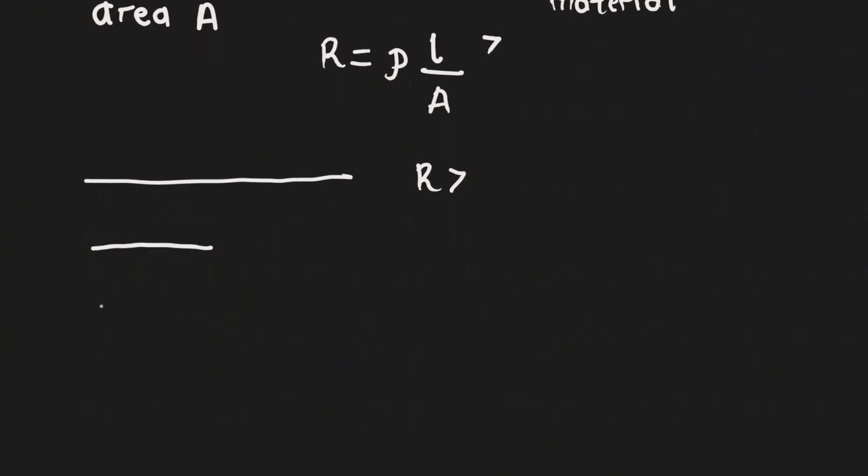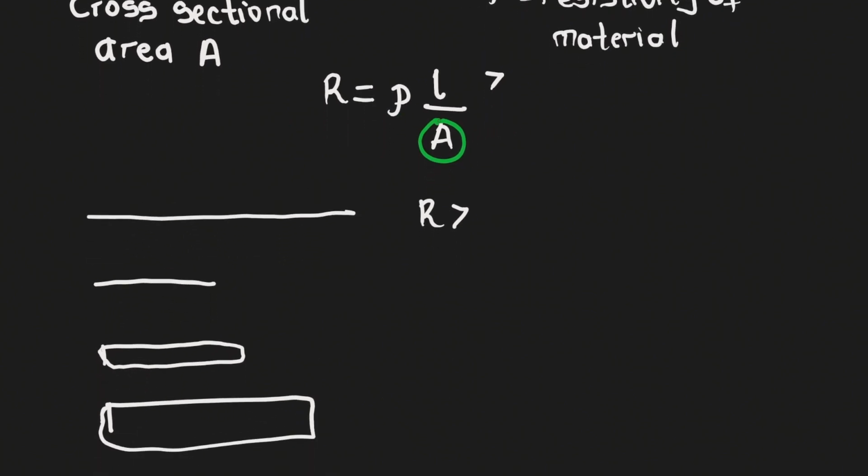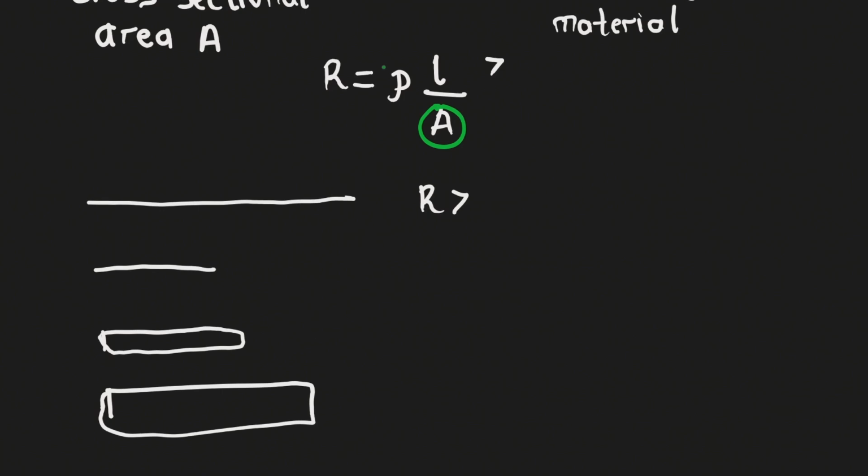And if you have a thin wire and a thick wire, which of these wires has greater resistance? From the formula, we can see your A, the cross-sectional area. The smaller your cross-sectional area, the greater your resistance. So a thinner wire has a greater resistance.